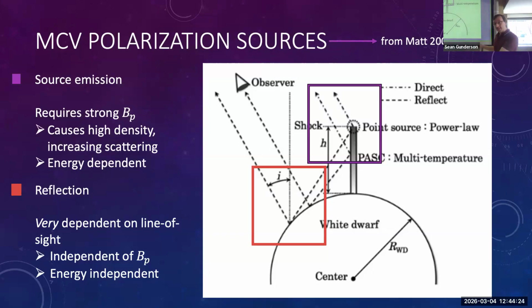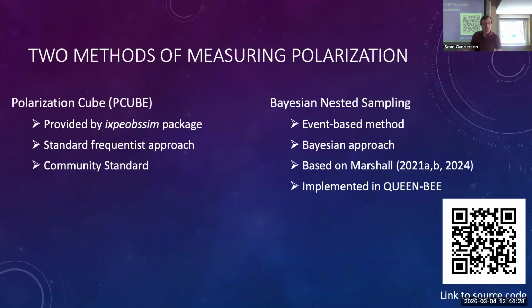So let's say the data is taken. How do we get the measurement? Well, there are two methods you can use to measure polarization that are important for the study. The first is the usual method of using a polarization cube. This is provided in the IXPE OpSim package, which is more or less the standard way of doing things with IXPE.